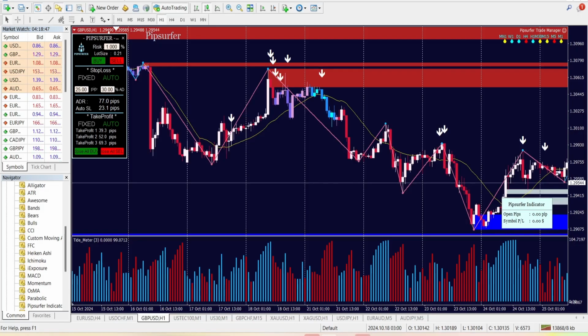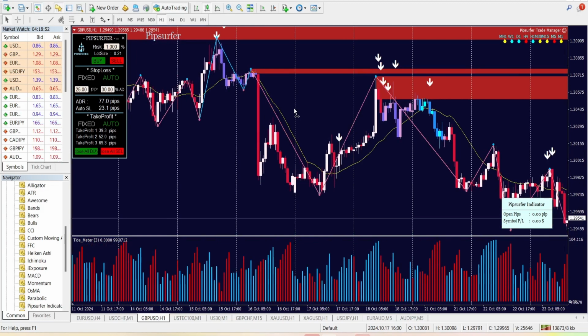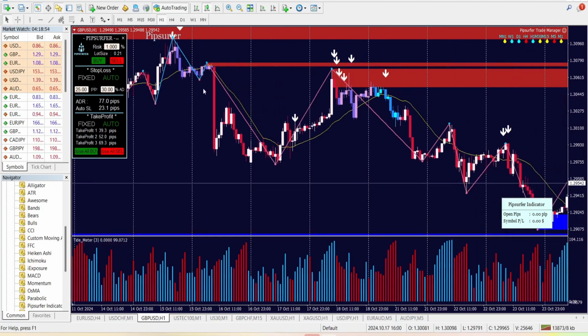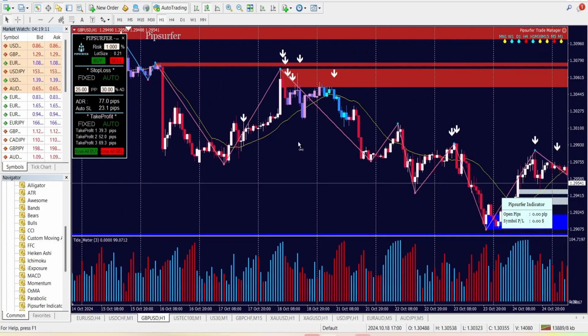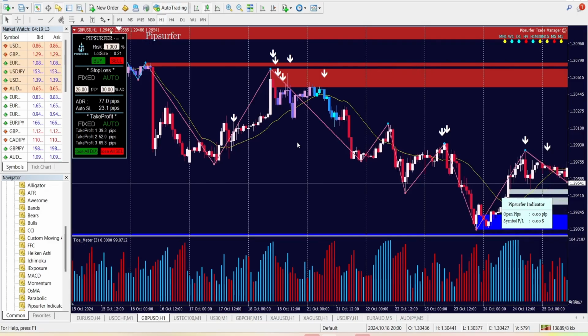There are multiple ways to understand the trend using Pipsurfer. The first way is looking at the color sets of the candles. The red and pink are your downtrend, the purple and lavender are your neutral trend, and the blue and light blue are your upward trend candles, where there's upward or bullish momentum in the market.